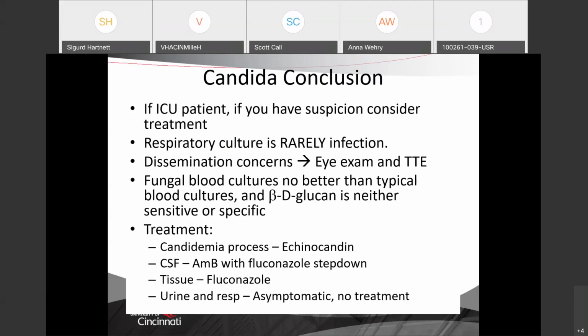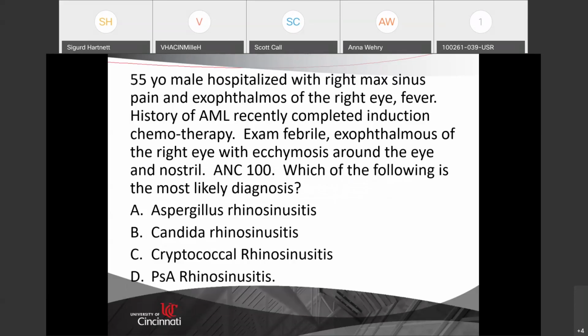Cool. I'm going to move on, but before I move on, are there any questions about Candida? I'm going to move on.